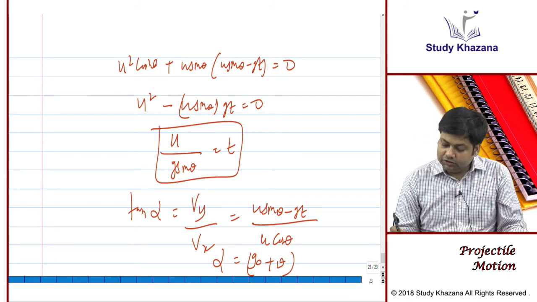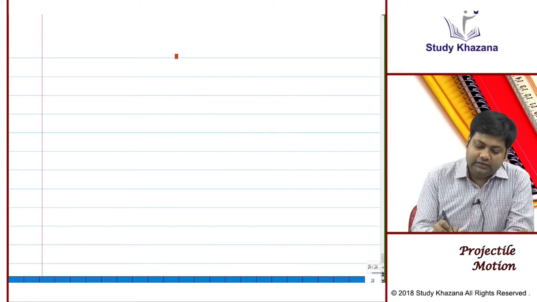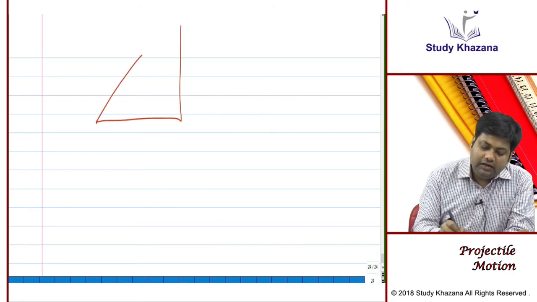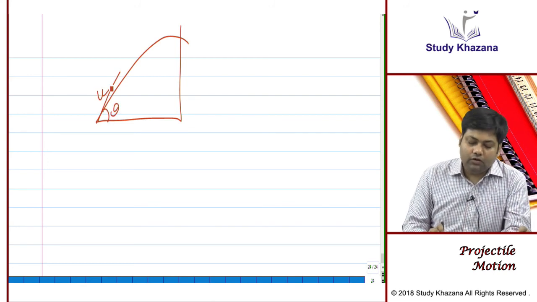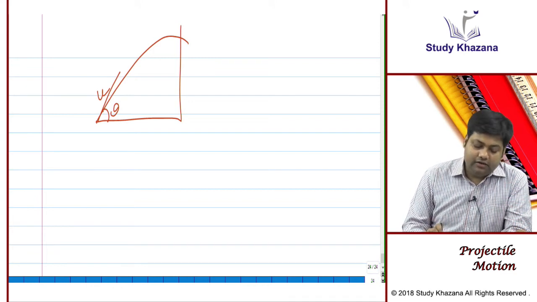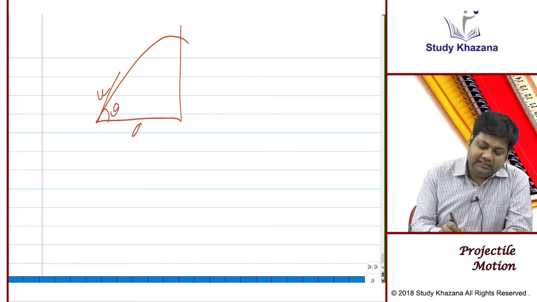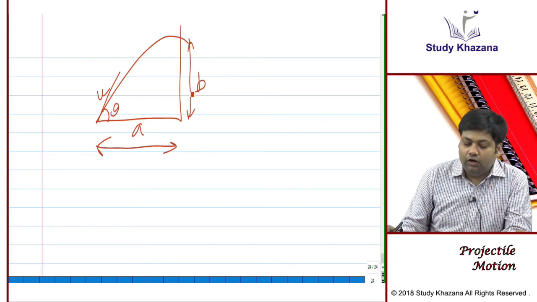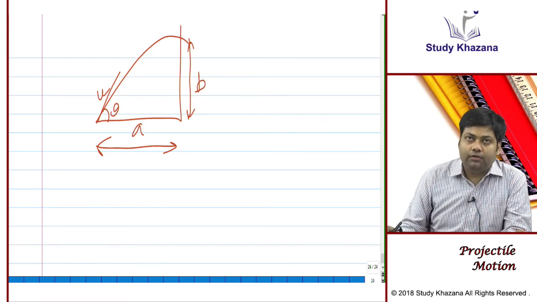Now another question which can come up is, as we have mentioned earlier also, that a body is projected with an angle theta, and you are given that at a horizontal distance a, the height of a wall is b, which it has to clear.